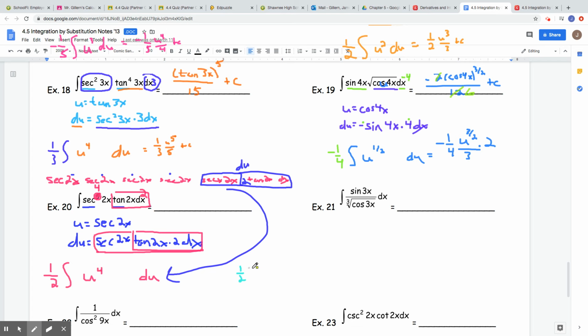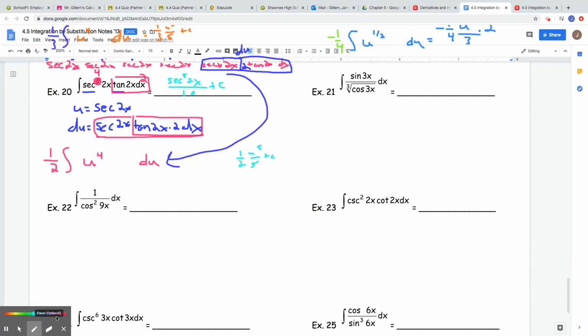1/2 u to the, what is that, 5th over 5 plus c. So my answer is secant to the 5th 2x over 10 plus c. The mistake on this one is instead of putting u to the fourth, a lot of you are going to put u to the fifth. And that hopefully will change the more practice we do with this one. All right.